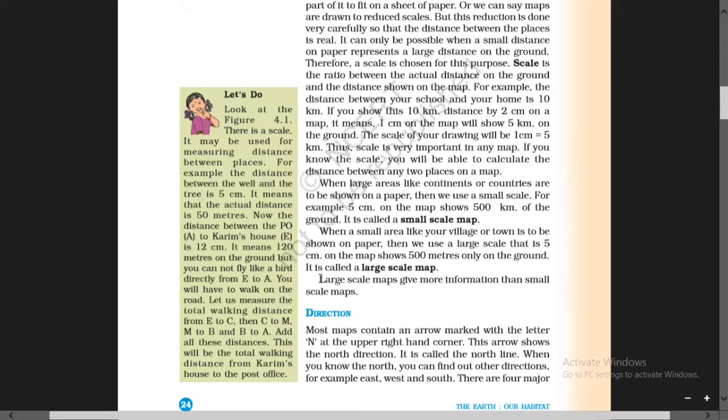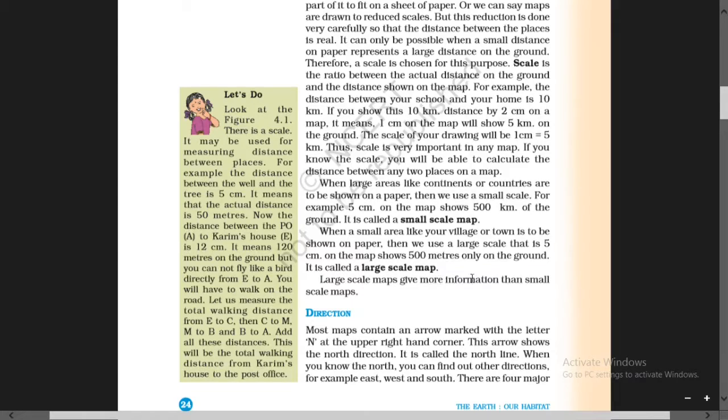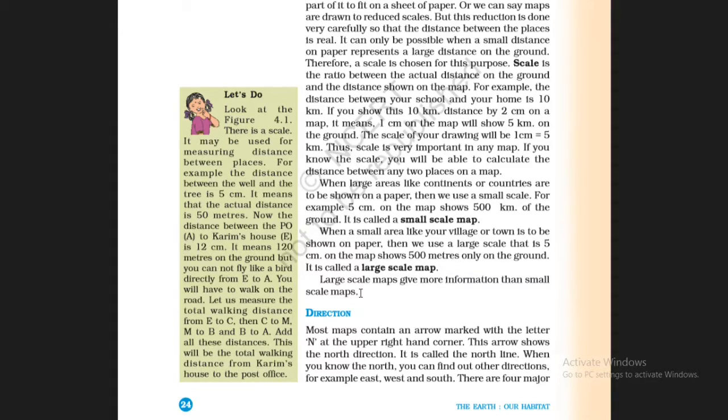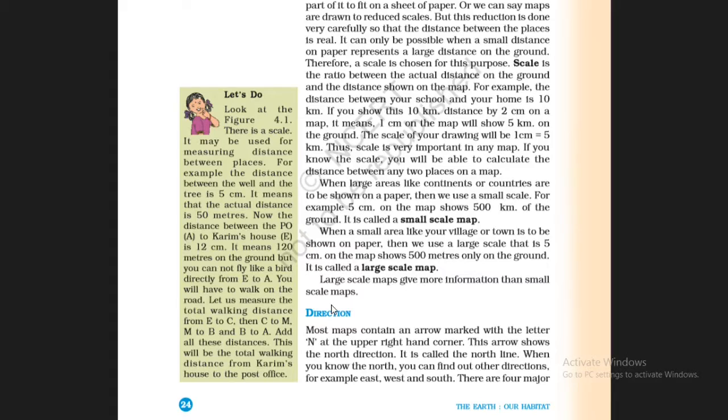So the difference between a small scale map and a large scale map, this one also you must read, boys. It will be helpful for you at any time. Large scale maps give more information than small scale maps, because a large scale map can show many details, and it covers a small area.